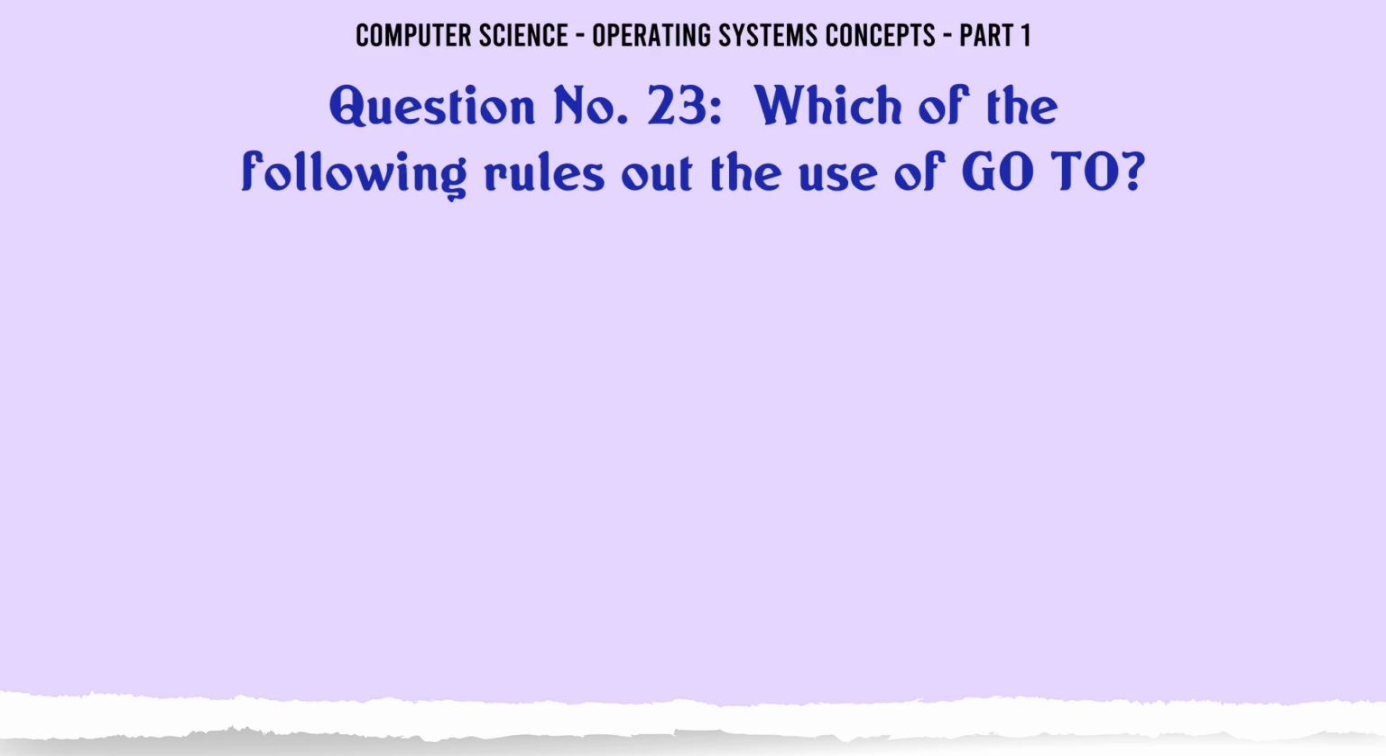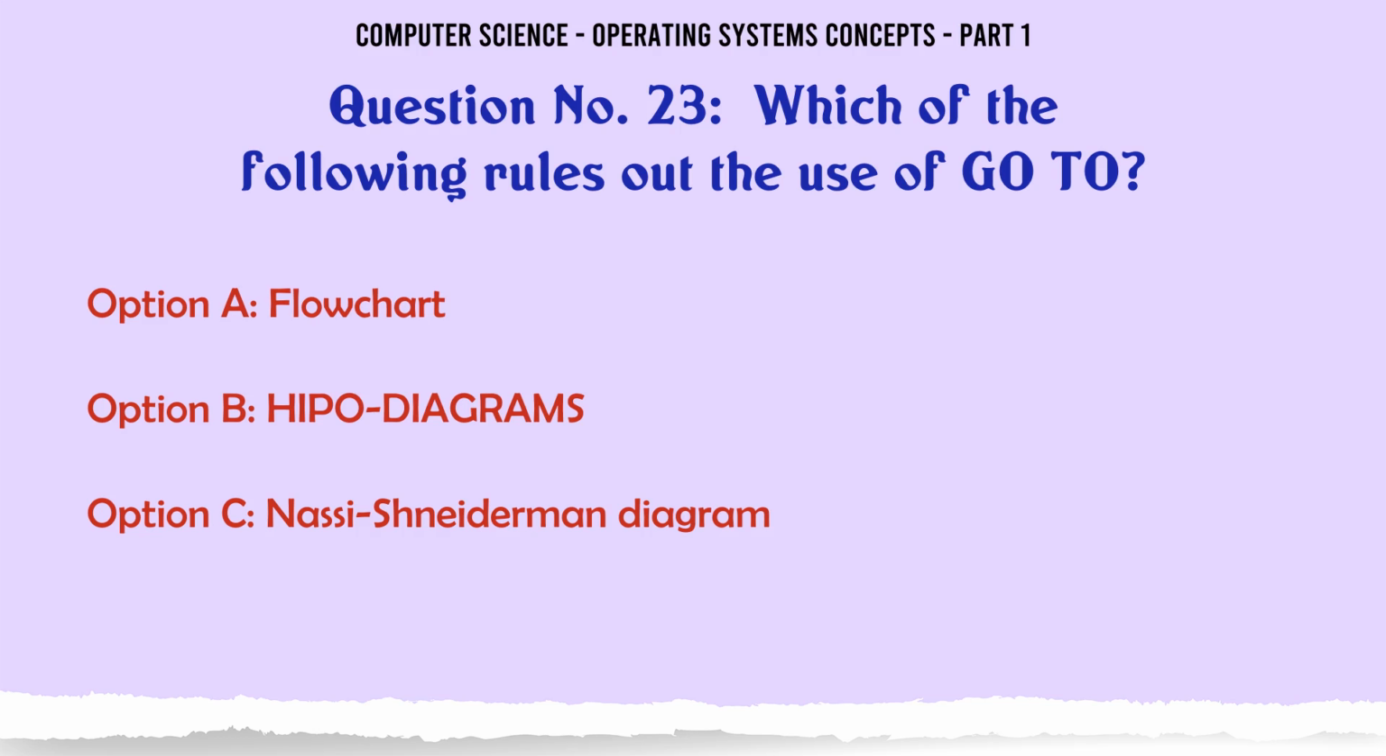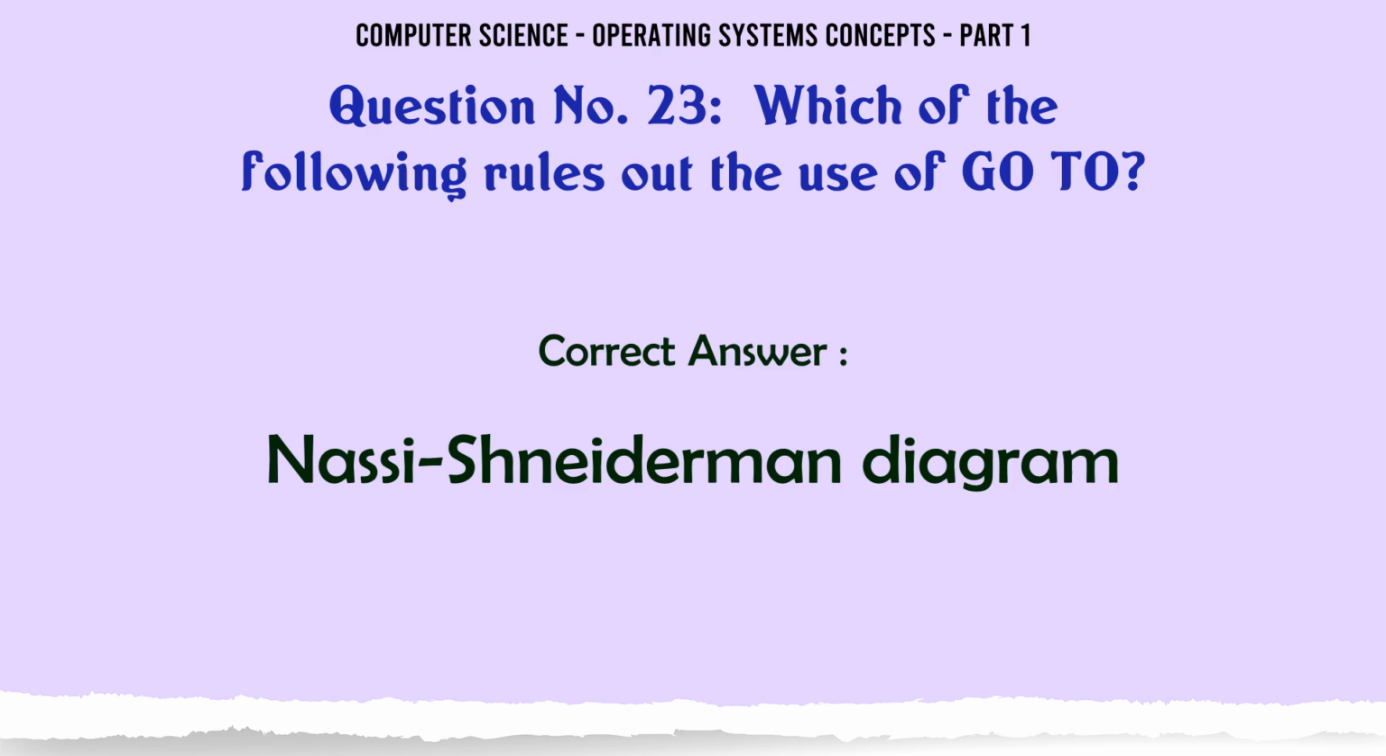Which of the following rules out the use of GoTo? A. Flowchart. B. Hippo diagrams. C. Nassi-Shneiderman diagram. D. All of the above. The correct answer is Nassi-Shneiderman diagram.